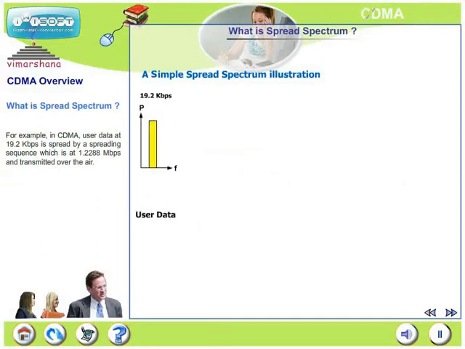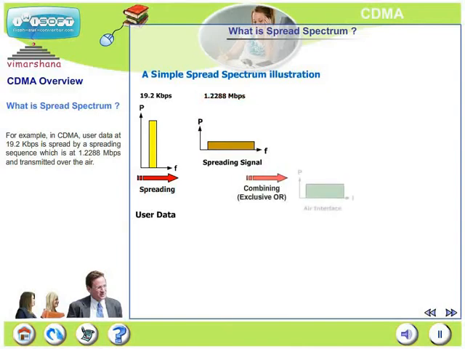For example, in CDMA, user data is at 19.2 kilobits per second, and this is spread by a spreading sequence which is at 1.2288 megabits per second. Please note the user data is in kilobits per second and the spreading sequence is in megabits per second. And this spread signal is transmitted over the air.